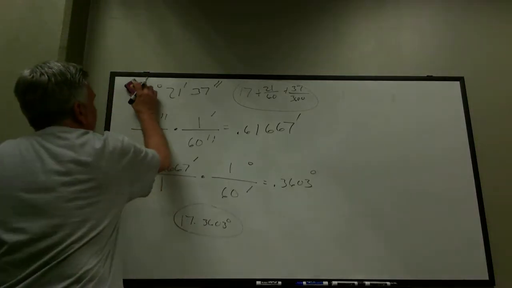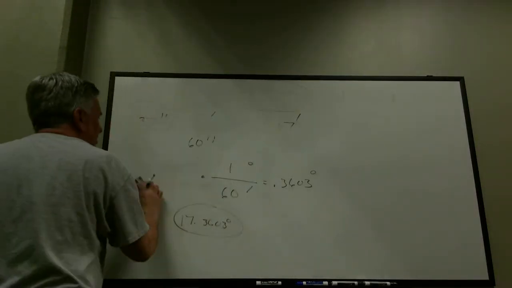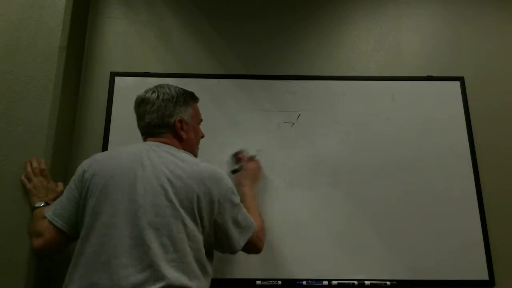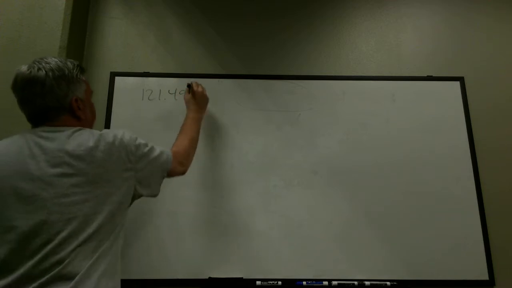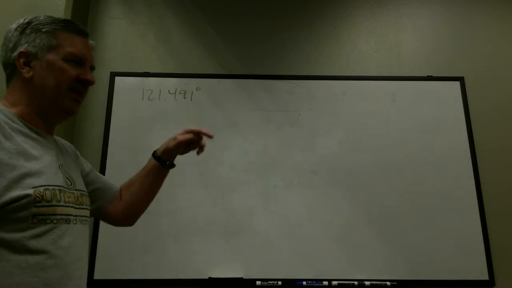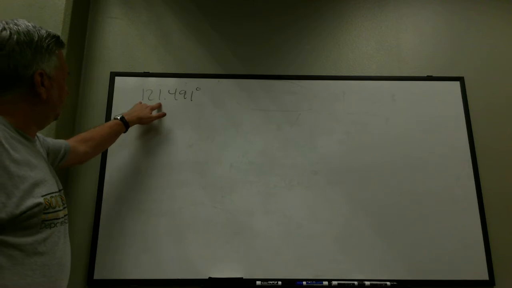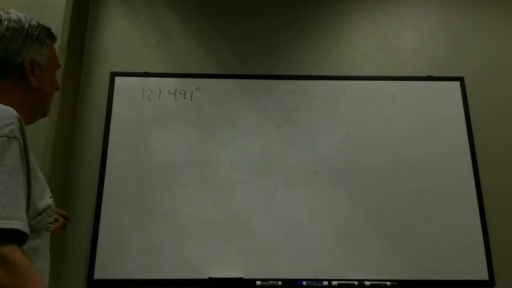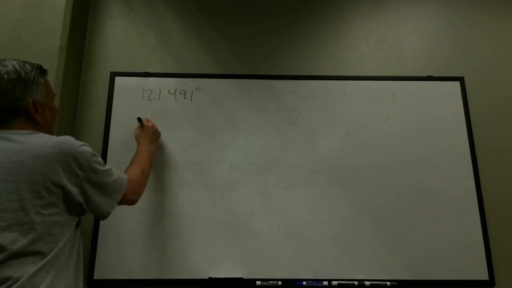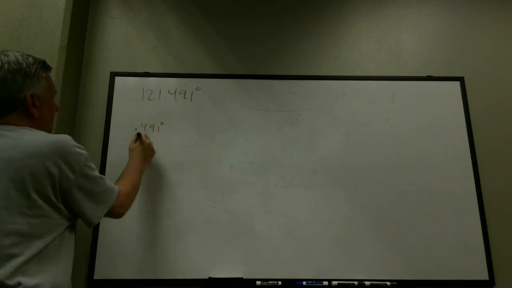Okay, so let's go the other way. The next one says to convert a decimal degree to degrees, minutes, and seconds. So it's 121.491 degrees, and they want the answer in degrees, minutes, seconds. Well, you know the answer is going to be 121 degrees. So that's already taken care of. So now let's look at the 0.491 degrees.